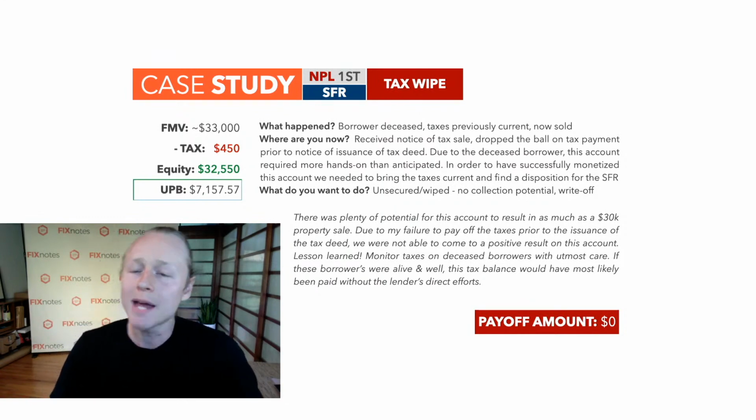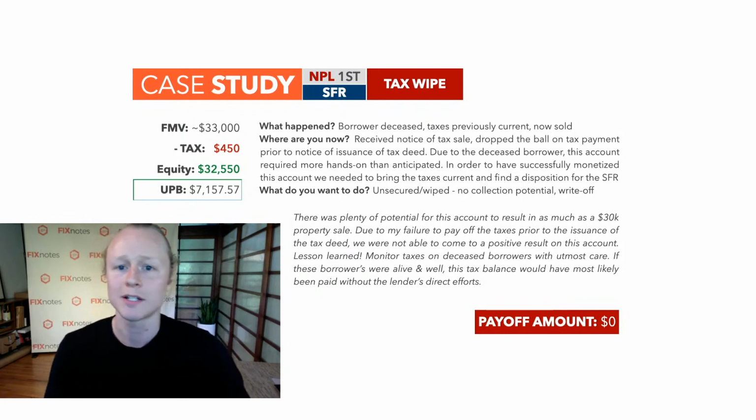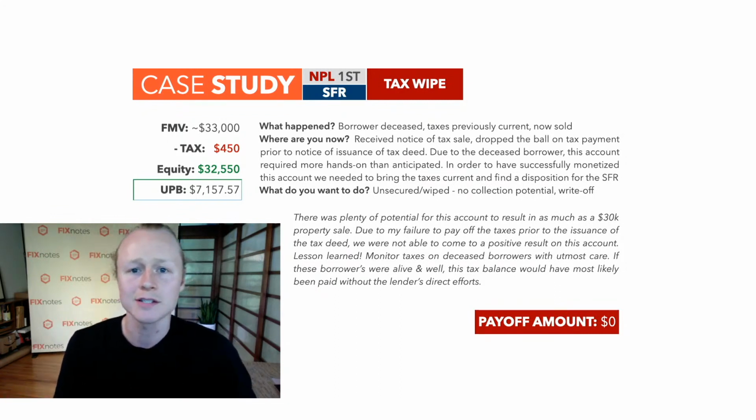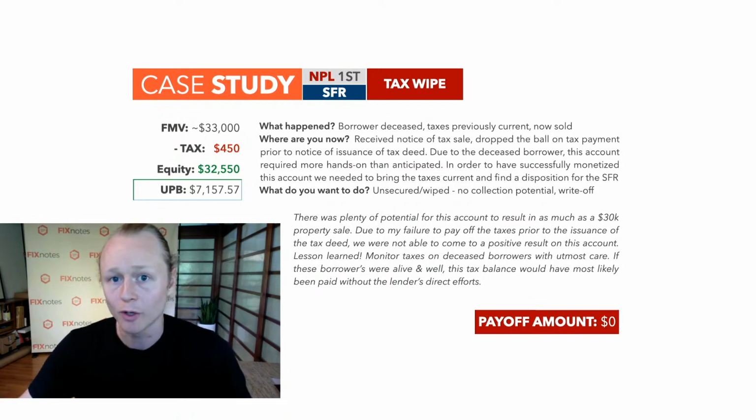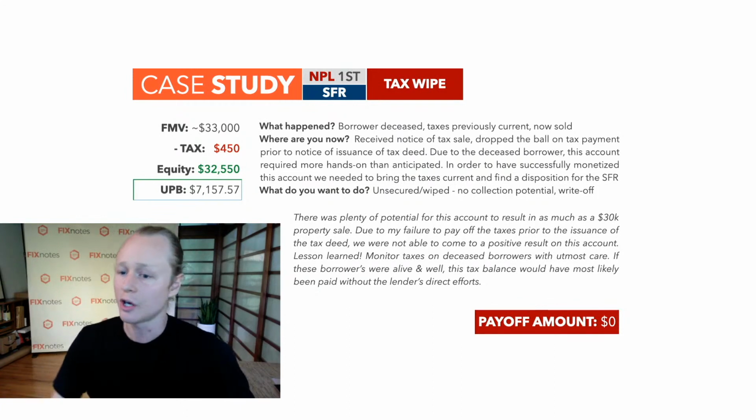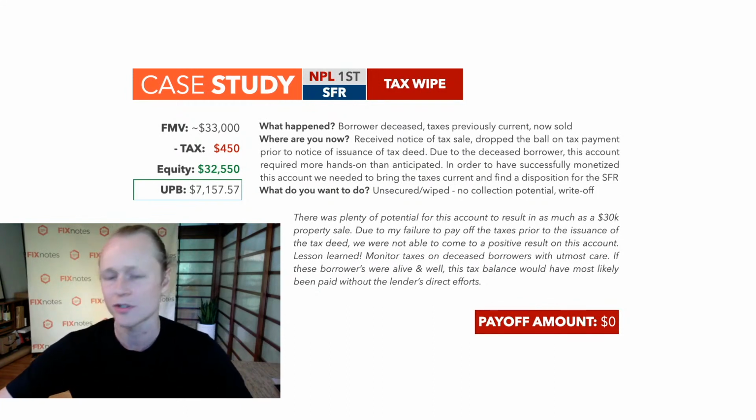And in many cases, this isn't an issue, because if there's only $300-400 of taxes past due, a borrower is going to pay those because they don't want to lose their property to the tax sale. But it's super important to scrub your portfolio for deceased borrowers in order to determine whether or not some of those borrowers aren't around to pay off the taxes. So there was plenty of potential in this account that really was my fault for dropping the ball.